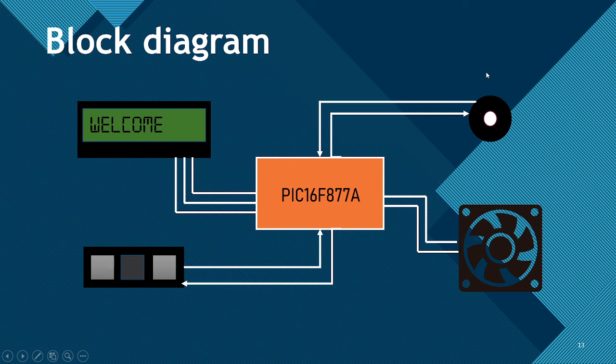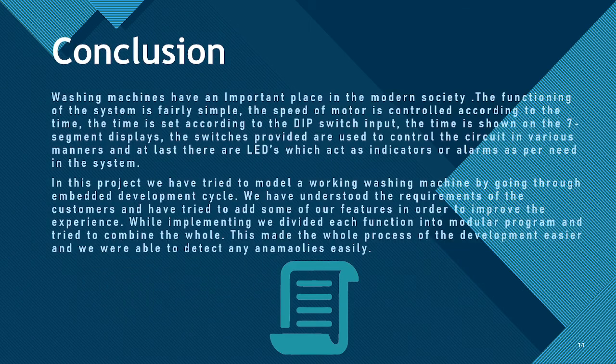This is a simplified block diagram explaining how the whole process is going on. In conclusion, we can say washing machines have played a very important role in modern society. In this project, we have tried to model a washing machine by going through the embedded development cycle. We have understood the requirements of the customer and have tried to add some of our own features in order to improve the experience. While implementing, we divided each function into modular programs and tried to combine the whole. This made the development process easier and we were able to detect any anomalies easily.